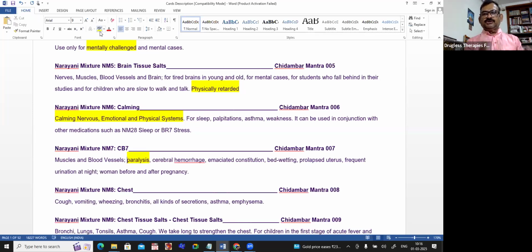CB7 is generally used for what? Paralysis of any system, the muscular system, or even not being able to hold the urine, meaning the muscles are getting paralyzed and they are not able to notice the urine flowing. Likewise, okay.